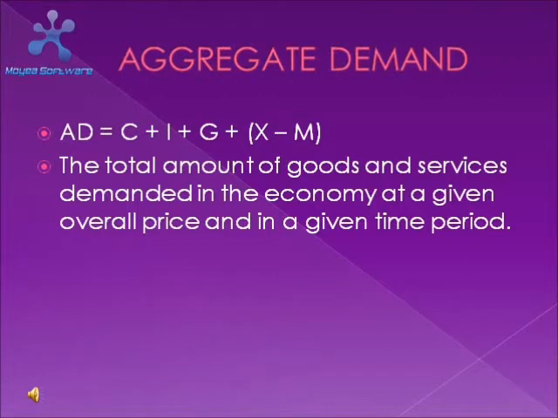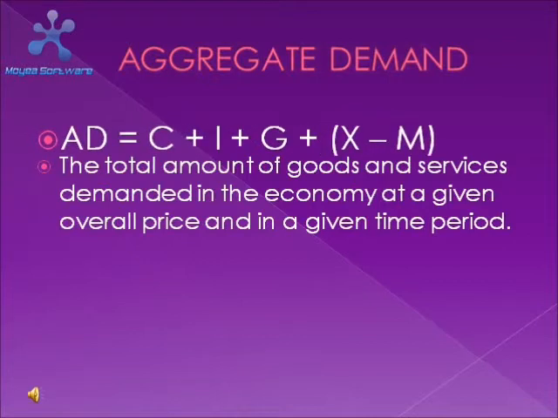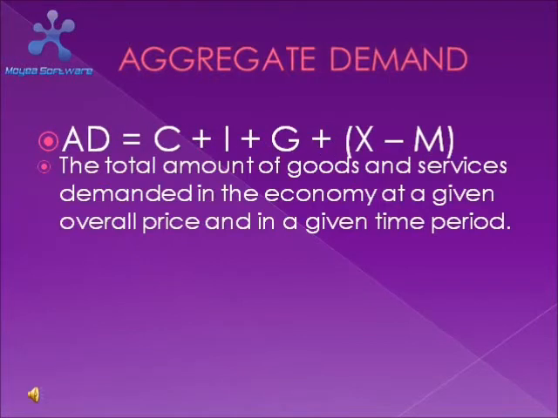Aggregate demand. This is the total amount of goods and services demanded in the economy at a given overall price and in a given time period. Let us look at the following equation. AD is equal to C plus I plus G plus open bracket X minus M close bracket. Let us look deeper into aggregate demand.